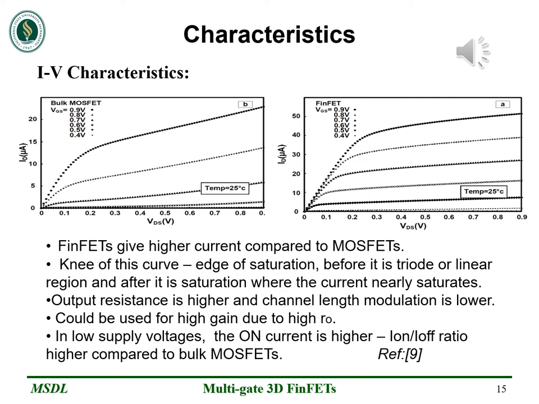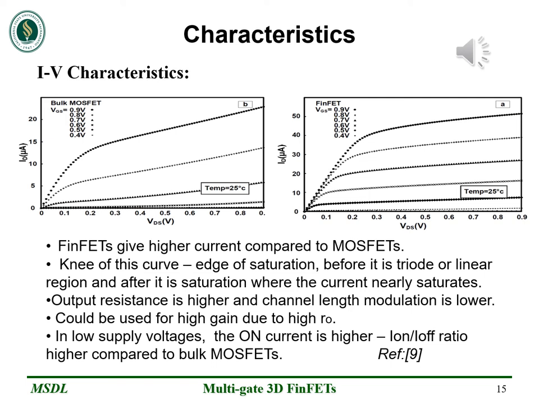Similar to MOSFET regions of operation, the knee of this curve may be deduced as the verge of saturation, before which is the triode or linear region, and after which is saturation. When we compare these two, we can see that in saturation region, as VDS increases, the variation of ID is less for FinFETs. So that means that the output resistance is higher and channel length modulation is lower. It could be used for high gain.